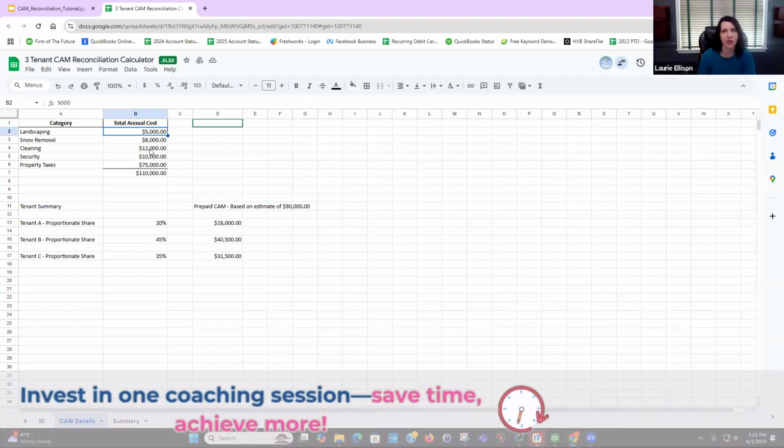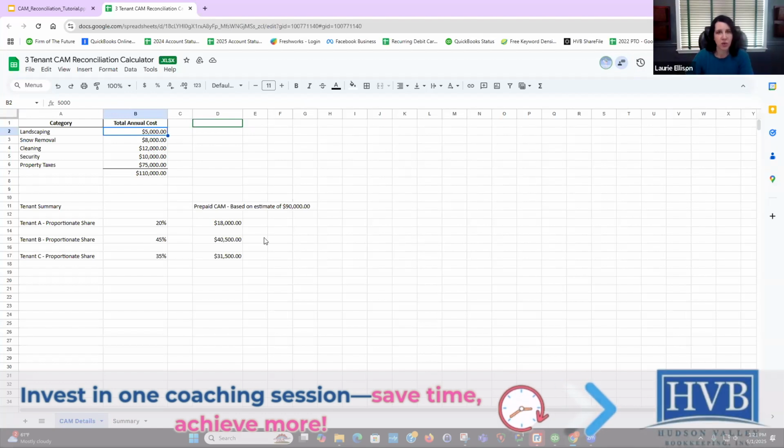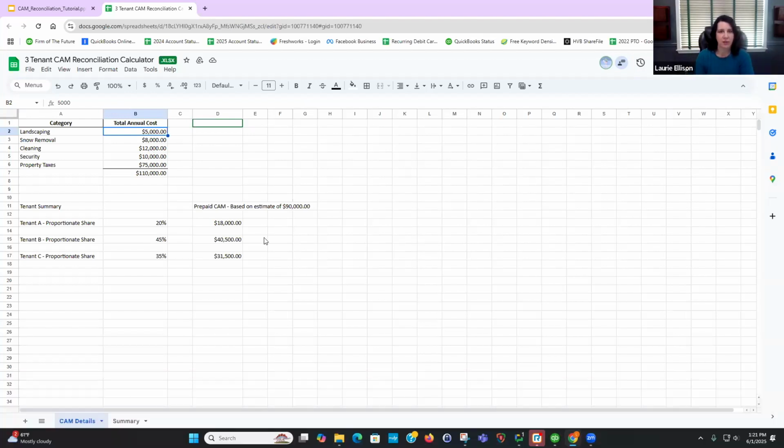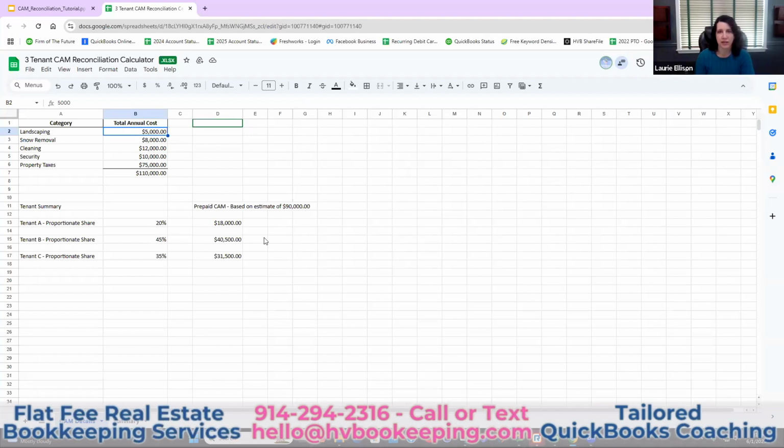So this tutorial is for a very simple triple net where there are no caps. So you really want to read your leases and make sure you understand, because each lease is different. All of this is negotiated. So you've got to be really eye on the ball of what is in that contract.